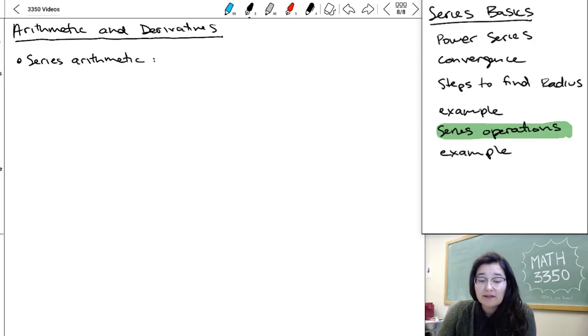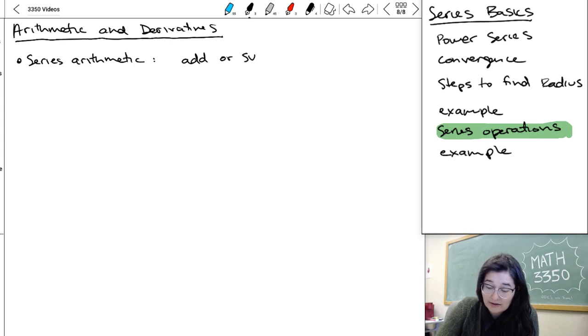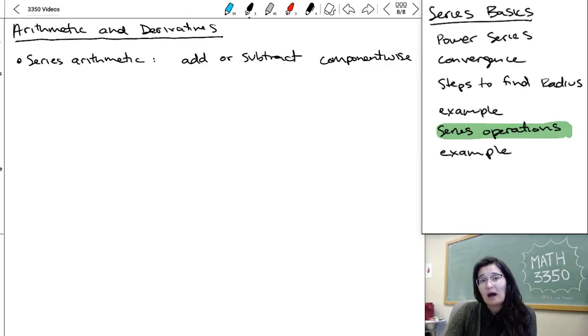So if you have a series and you want to add or subtract two different series, you're going to do that component-wise. And when I say component-wise, I mean by things that have the same power of x. You just add them together. And usually that's just going to be whatever multiplies the x to the power n, you add or subtract them.